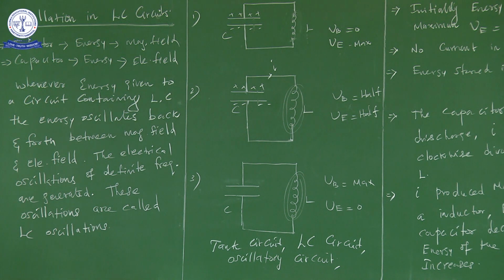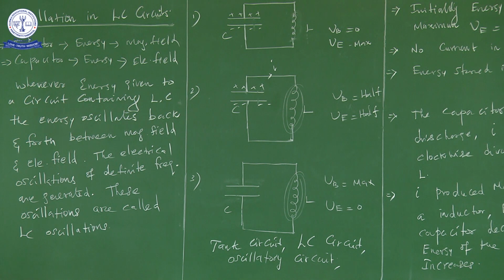So initially, if you are taking the capacitor, it is fully charged and the inductor has no energy. So the energy across the capacitor is in the form of electric field, and the energy across the inductor is in the form of magnetic field. Initially, when the inductor and capacitor are connected in parallel, the inductor has no energy, however the capacitor has the maximum amount of energy because it is fully charged.